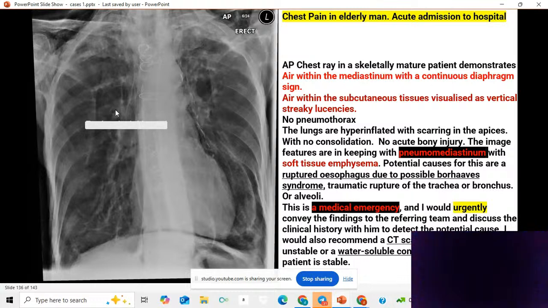The lungs are hyperinflated with scarring in the apices, with no consolidations and no acute bony injury. Imaging features are in keeping with pneumomediastinum with soft tissue emphysema.